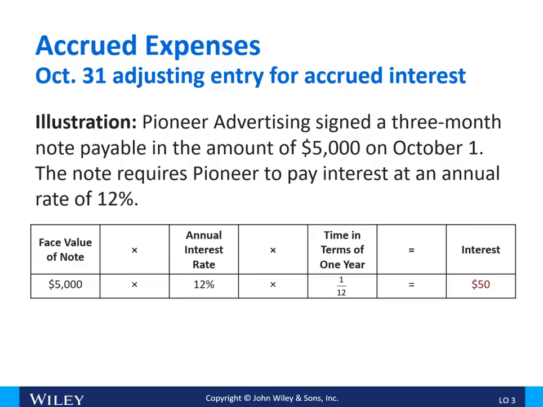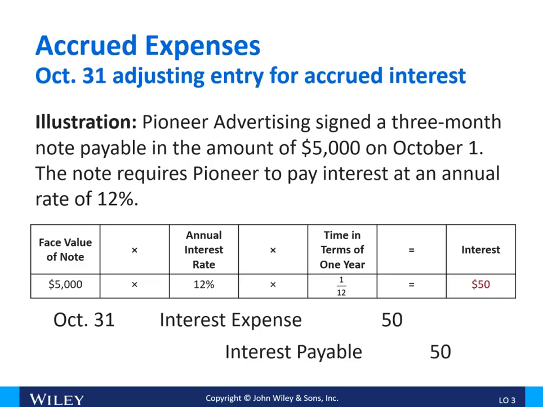The key is that if it gives you the annual rate and you need it for a month, you take the annual interest rate times 1/12 times the face value to get the interest. I think most of the examples give you what the interest is or give you a way to do it. The entry we record is to debit interest expense for $50, credit interest payable for $50. We're going to pay that interest in the future, so we set up the liability.